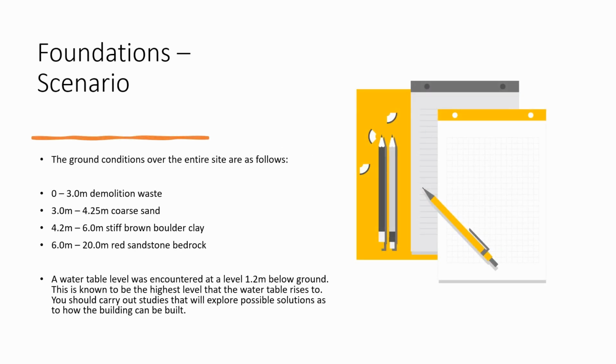I have been given the following scenario which will impact my decision on the type of foundation that is suitable for the building. At 0 to 3 metres, demolition waste has been discovered. 3 to 4.25 metres, coarse sand. 4.25 to 6 metres, stiff brown boulder clay. And 6 to 20 metres, red sandstone bedrock. A water table level was also encountered at level 1.2 metres below ground. This is known to be the highest level that the water table rises to.